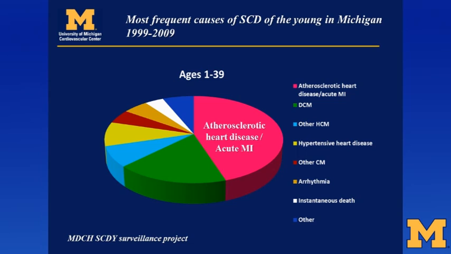Atherosclerosis, far and away, 40% of all sudden deaths, ages 1 to 39. Most of those, again, are in the 30s. If you look under the age of 30, it's not quite so prominent, but it's still a significant proportion. Dilated cardiomyopathy, about 14%. HCM makes up just under 10%, and then you can see the other diagnoses there.